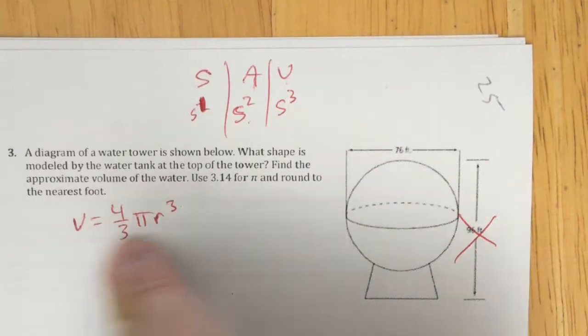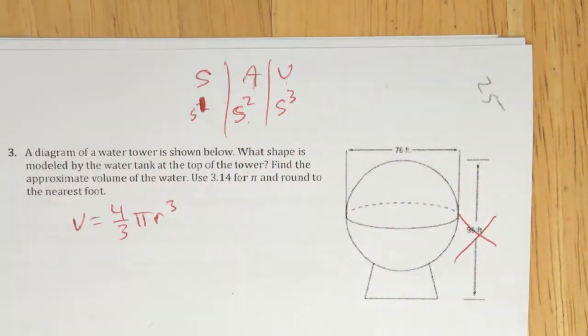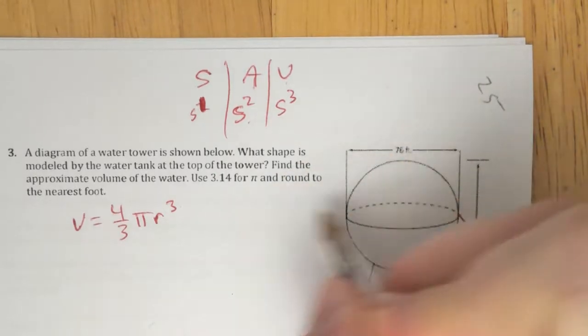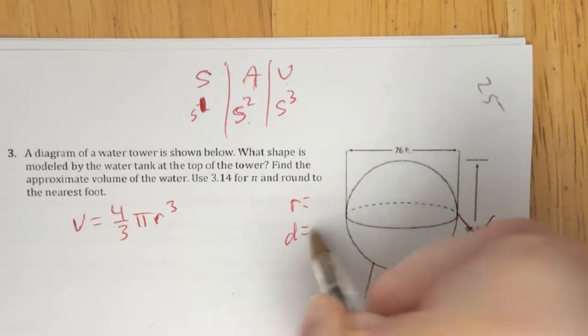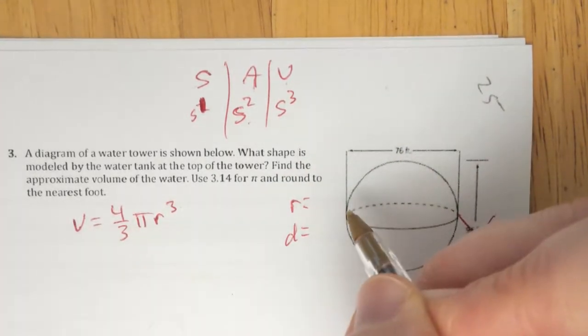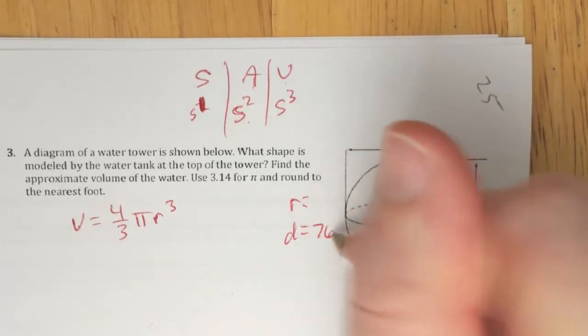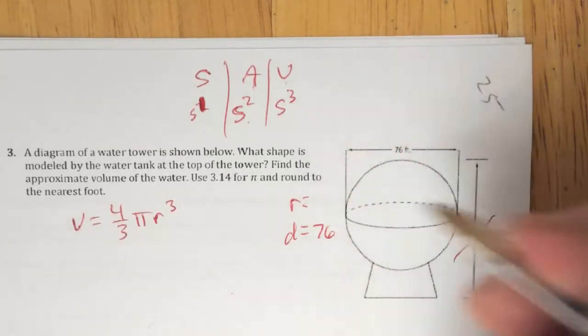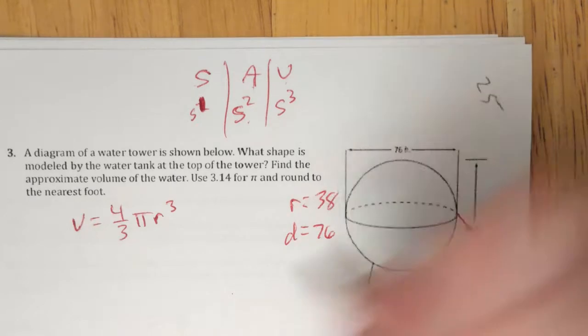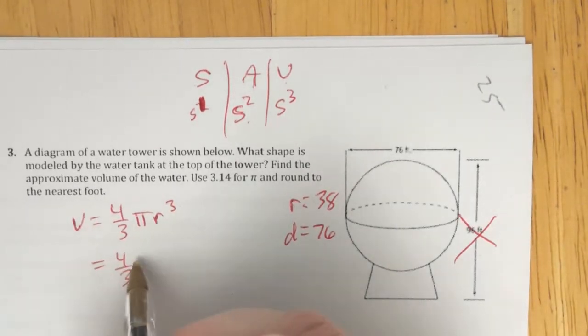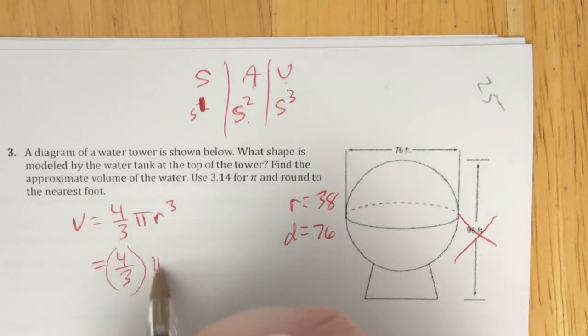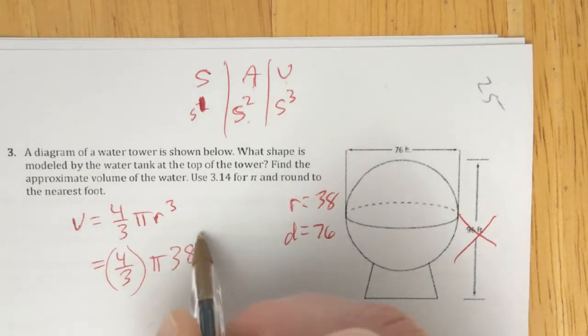And it's the same idea here. Volume is to the power 3. Nice to know that, right? Okay, so over here, radius versus diameter. Now the diameter is 76, so the radius, divided by 2, would have to be 38. So all you have to do is plug that in here: 4/3 pi, and that's 38 cubed.